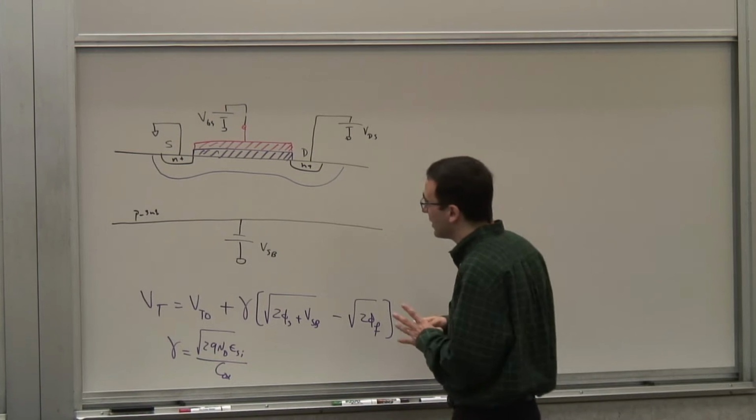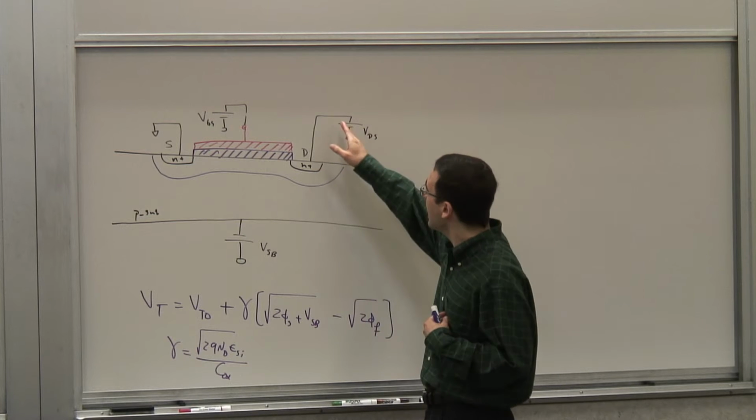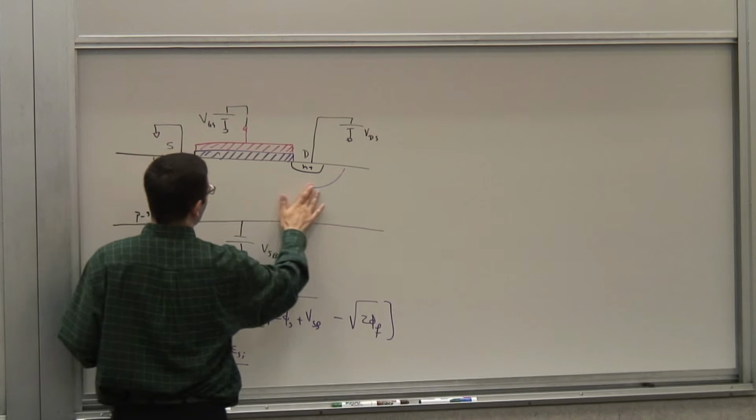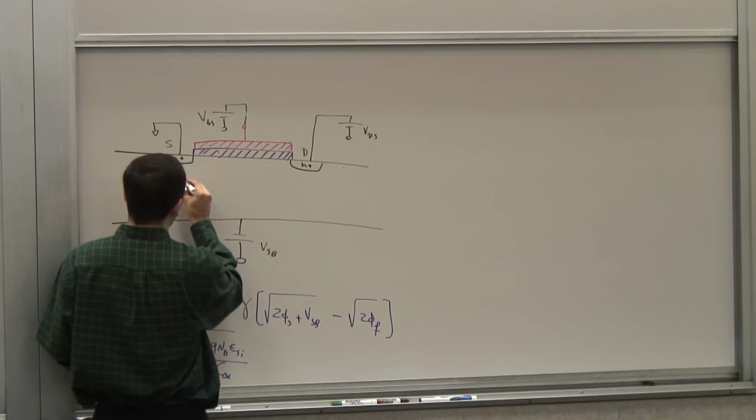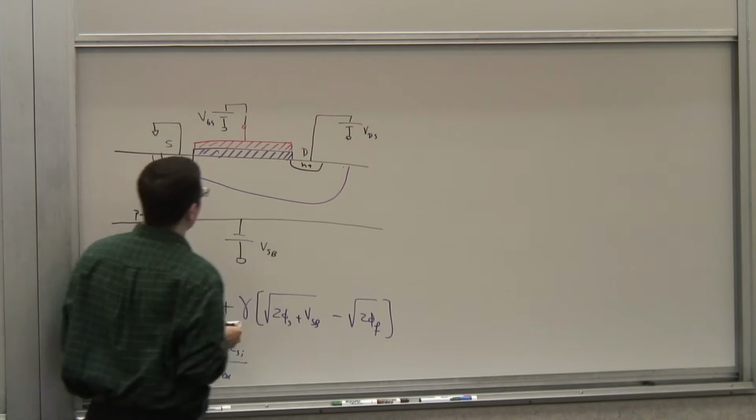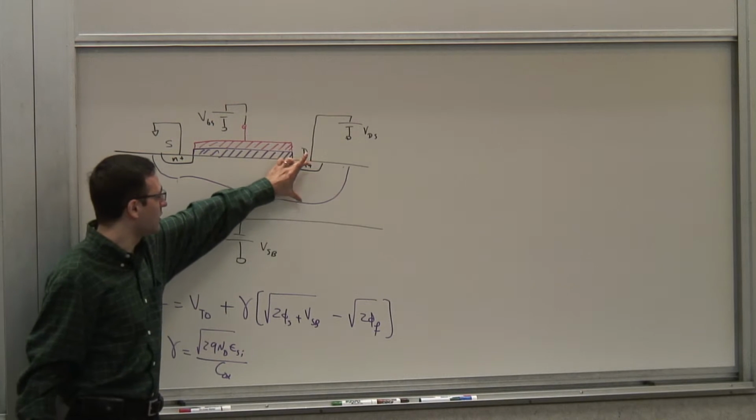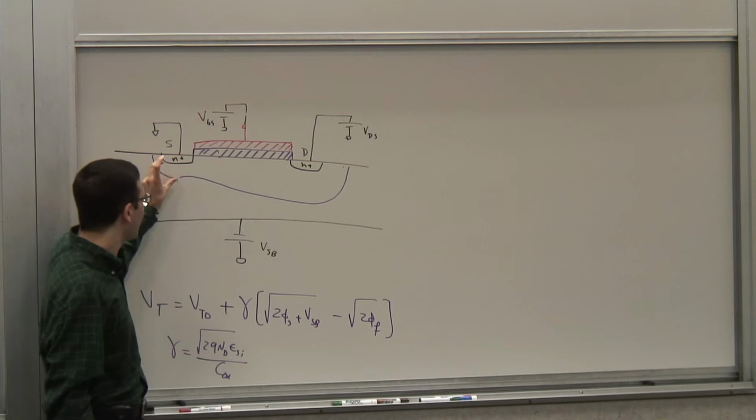So that was one thing. And then the next thing, we said if we apply a reasonably large voltage here, what happens is that the voltage across here would be larger, so the depletion region would be skewed towards the drain. Because on this side you have a larger voltage, so you have a larger depletion region, and on this side you have a smaller voltage.